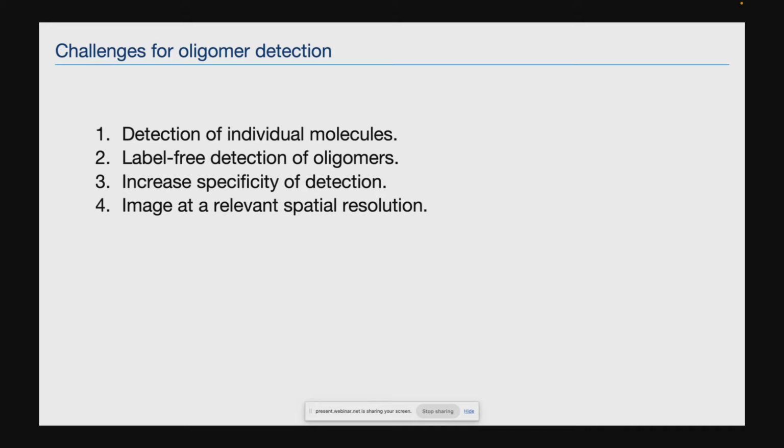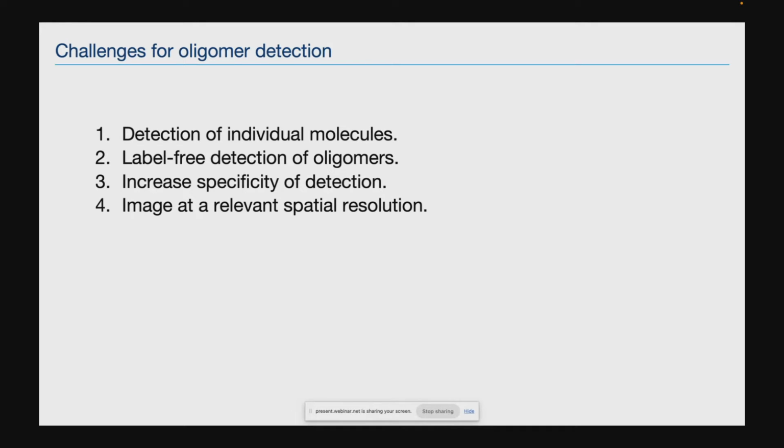So what I'm going to talk about in this presentation is some challenges that we've overcome for oligomer detection. From that quote, the first thing we want to do is detect individual molecules. If we can detect those individual molecules, we can distinguish the oligomers from the functional monomeric protein. We want to also make it label-free. If we don't need to have a covalent tag on our protein, then we can detect oligomers present in biofluids or biological samples and not rely on just purified protein. We want specificity. We want to be able to definitely say that the aggregates that we detect are formed from a certain protein. And finally, we want to image those aggregates at a relevant spatial resolution.